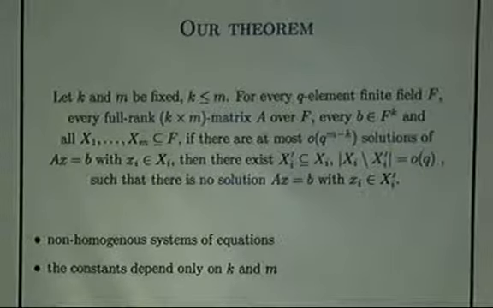And as I said, the version we're proving is non-homogeneous. The right hand side doesn't need to be equal to the zero vector, and the constants we have do not depend on the matrix A, they just depend on the number of rows and the number of columns of this matrix.